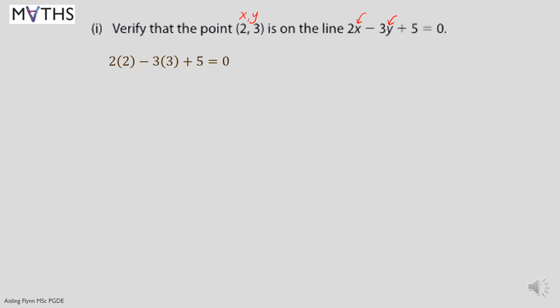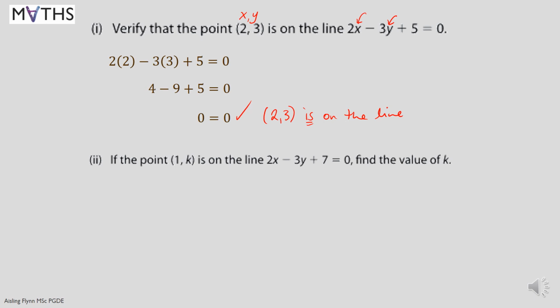So substituting, we get 2 times 2 minus 3 times 3 plus 5 equals 0. And multiplying, we get 4 minus 9 plus 5 equals 0. And that of course gives us 9 minus 9. We get 0 equals 0. So what can we say? You should give a conclusion each time. I'm going to say, well, that's right. So 2, 3 is on the line because 0 equals 0.